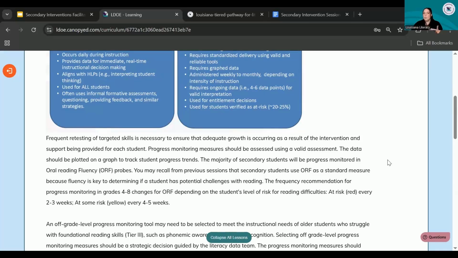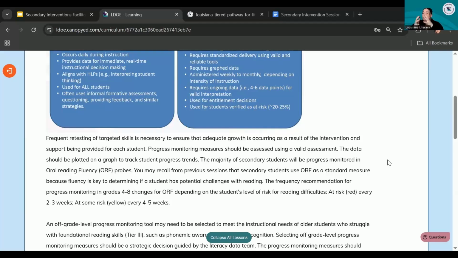But frequent retesting of these targeted skills, the skill that you are instructing them on in that intervention, is what you need to see if adequate growth is happening as a result of whatever instruction or intervention support you're giving that student. And it needs to be through a valid assessment measure.